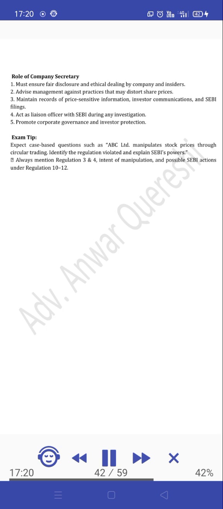Exam tip: expect case-based questions, such as ABC Limited manipulates stock prices through circular trading. Identify the regulation violated and explain SEBI's powers. Remember to always mention Regulation 3 and 4, intent of manipulation, and possible SEBI actions under Regulation 10.